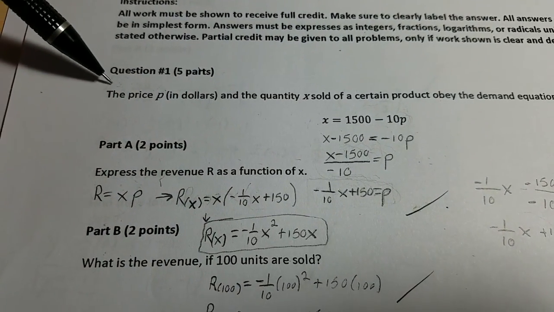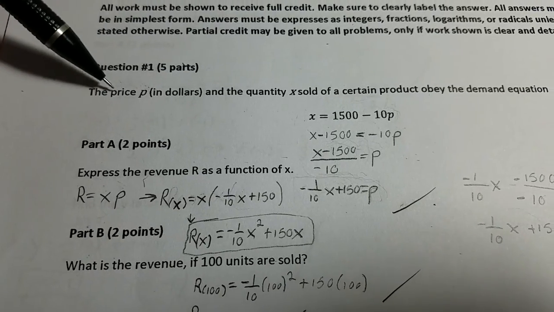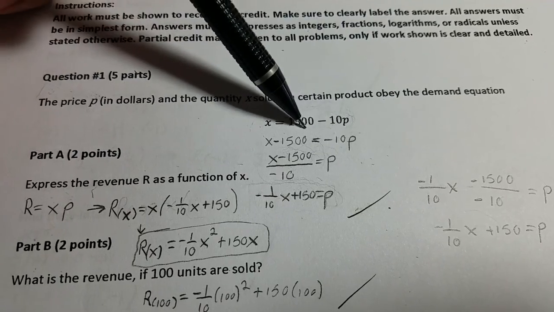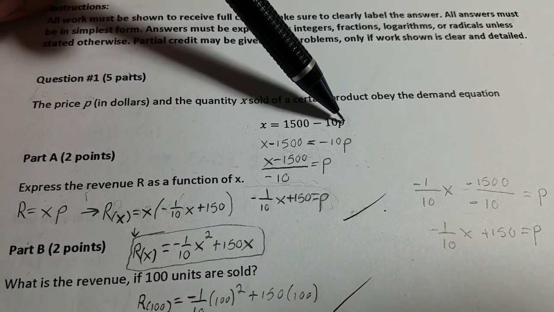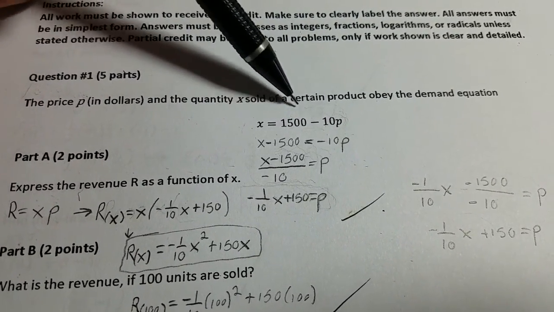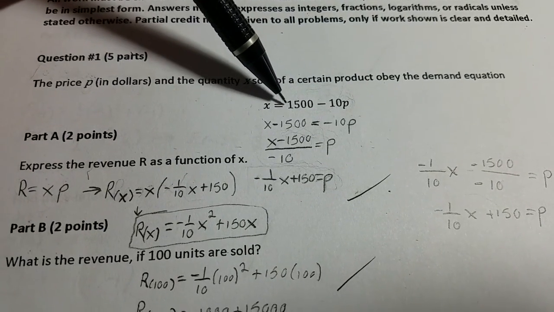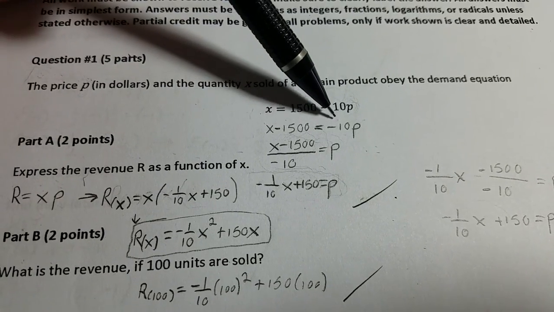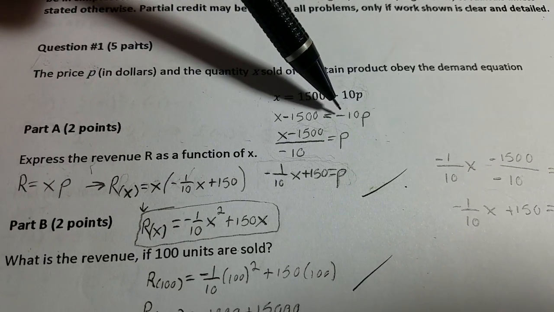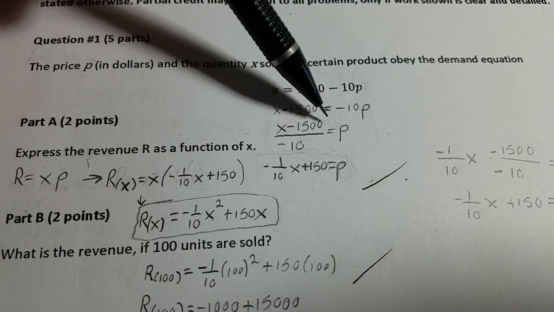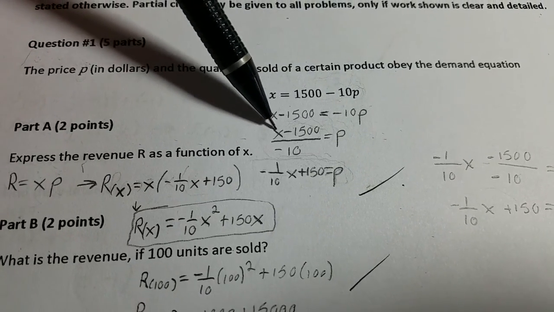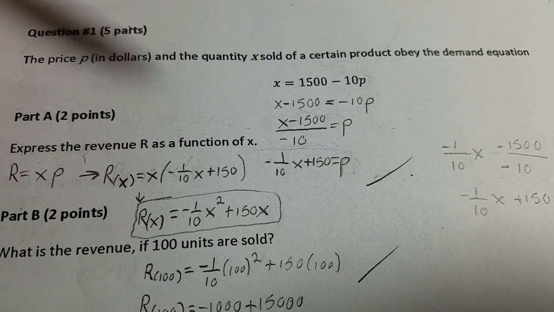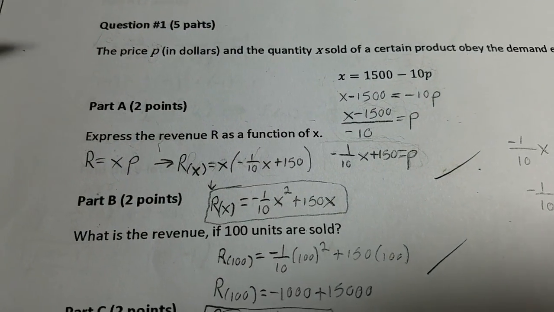Since it says here the price P, it means that I need to solve for P on the original equation I was given. In order for me to solve for P, I need to move everything else to the other side. So you first subtract 1,500 from both sides, and then you're gonna divide both sides by -10. That's it. With that being said, this is what you will end up with: X minus 1,500 divided by 10 equals P. That's everything for the first part.